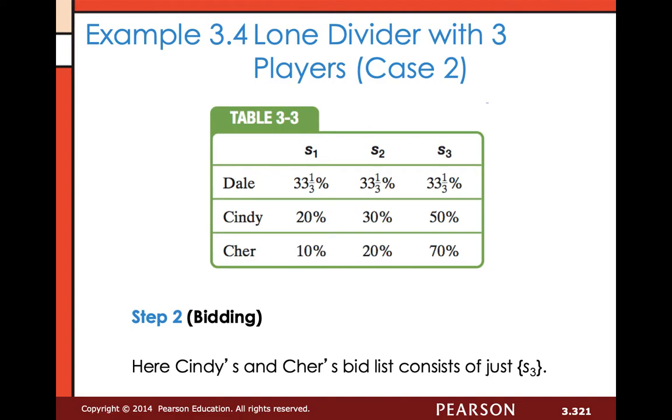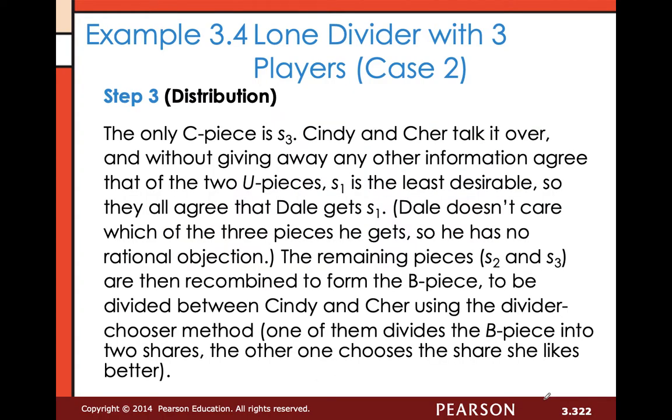So you've got Dale, where it's all 33.33, but now notice that both Cindy and Cher are preferencing S3. Cindy's at 50%, Cher is at 70%. All the other values are below 33.33%. So now their bid list contains just S3. So this is going to be a problem. So first thing we're going to do, the only C piece is S3.